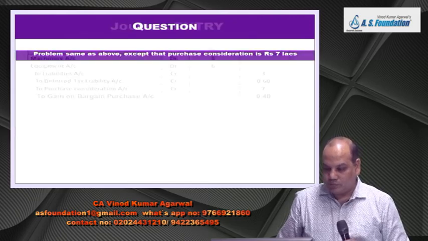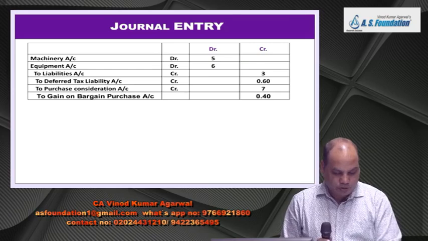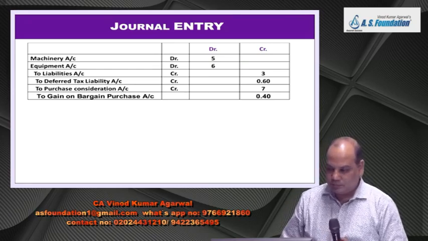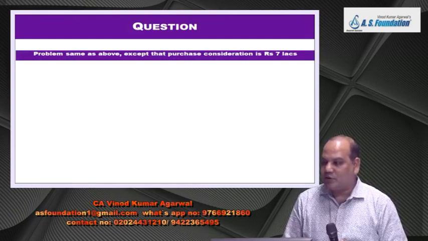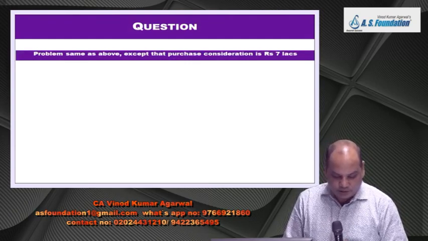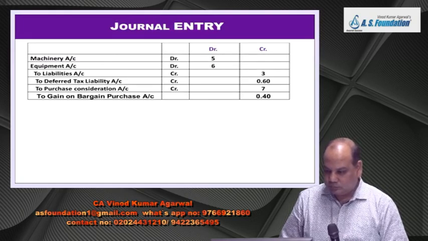Try one more. Problem same as above. Question 38. Problem same as above, except that purchase consideration is rupees 7 lakh. So now you will pass the entry like this. Machinery account debit 5, equipment account debit 6, fair value, to liabilities 3, to DTL 0.6, to consideration 7. But this time the balancing figure is on the credit side.